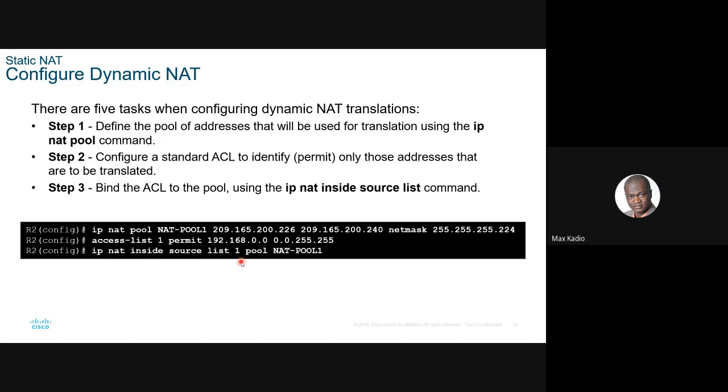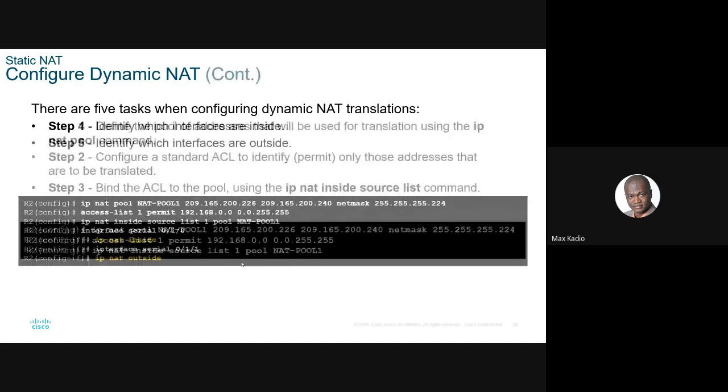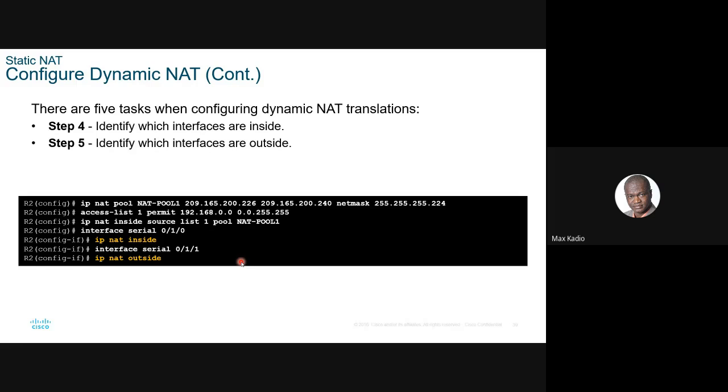So this is the first step. You create your pool with a name, you create your access list, and you combine both of them. Steps number 4 and 5: me, I prefer starting here from your router. You tell which one is inside, which is outside, then you create the rest. But anyway, it's up to you too. So this is how we configure dynamic NAT. We'll do a lot of labs, so no worries.